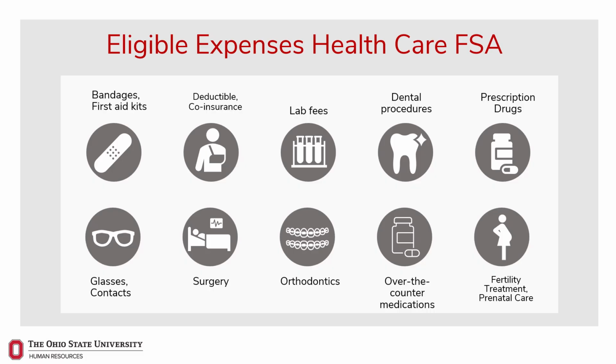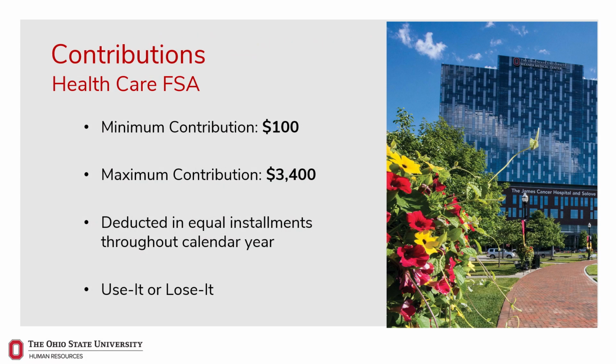Examples of eligible expenses include health plan deductibles, co-payments and co-insurance, eye exams, contact lenses and glasses, prescription drugs, dental care, including orthodontia, and over-the-counter drugs and medications. Healthcare FSA contributions can range from $100 to the plan maximum each year. The elected amount will be deducted in equal installments throughout the plan year.